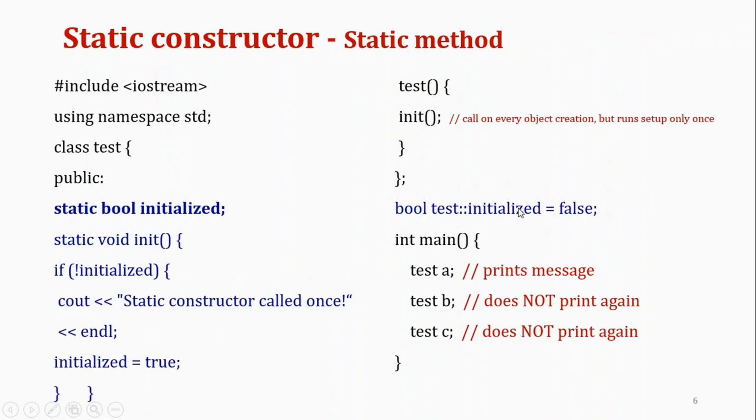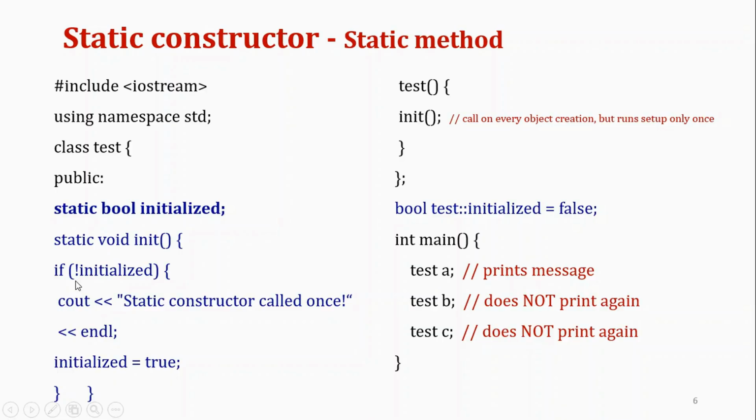Let us see the other way, the second one: static member function, or static method. The class name is test, in public access mode. I have a boolean data type, which is static, either true or false. And I have a function called init. Init is a static member function.